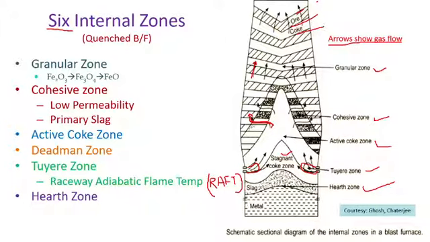If the temperature changes, then your slag composition also changes. Means metal composition also changes. That means the amount of silicon or amount of manganese. Then that means the total chemistry will change depending upon this raceway adiabatic flame temperature.